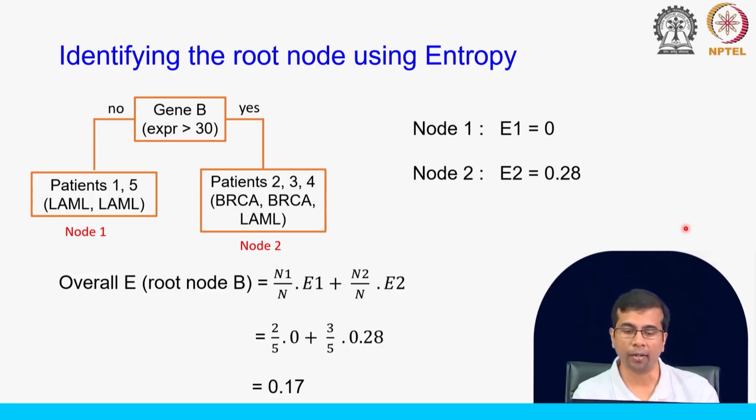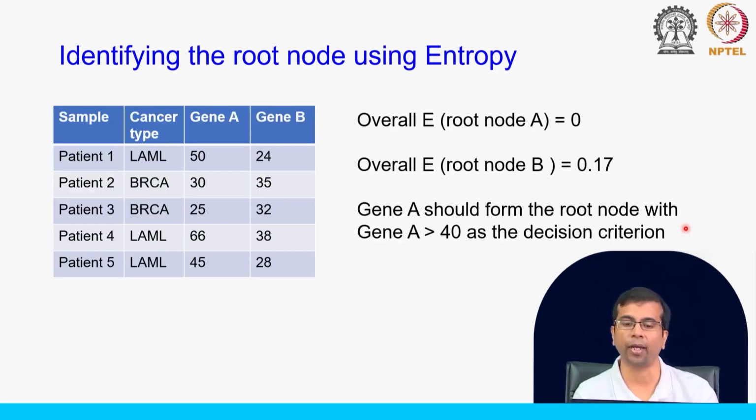So, if we now go back and compare these results, right. So, we have overall E for root node A equals 0, overall E for root node B is equal to some positive number. So, which means again we will be choosing that feature as root node where our overall E is the lowest after branching, right. So, in this case gene A should form the root node with the criteria being gene A greater than 40. Okay, so, as you see now gene impurity or entropy, they give us the same results in this example.